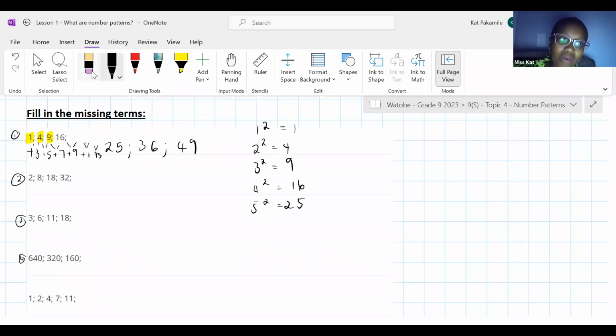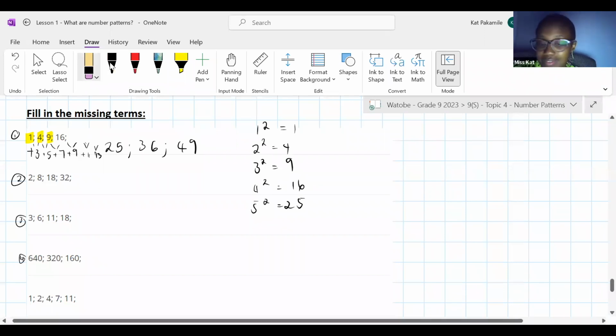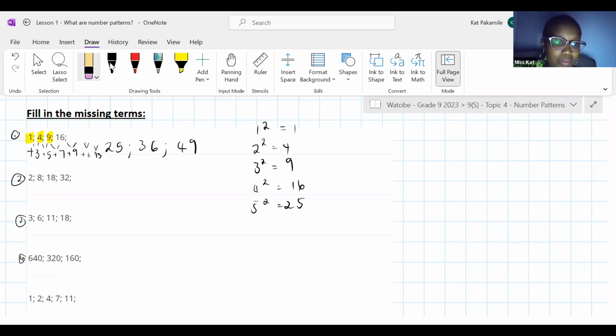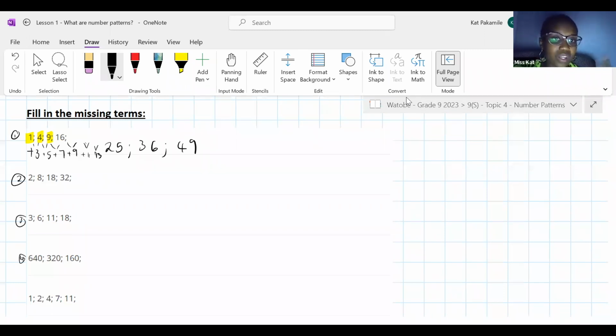Oh, this was an interesting one. I actually didn't see your method until you said it. I like it. Beautiful. Thank you, ma'am. You are welcome. So guys, you can either add odd numbers starting from 3, or you just say it is square numbers. Okay, let's talk about the second one.